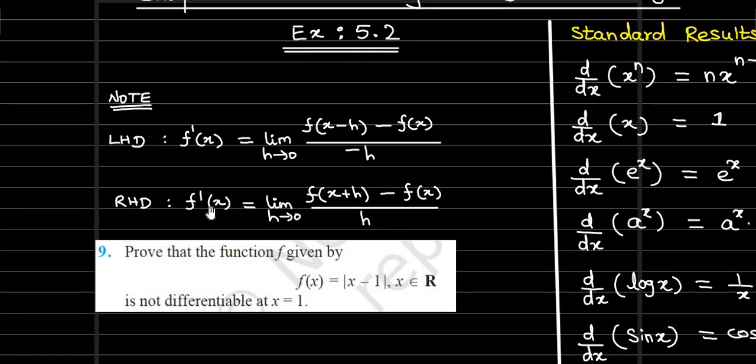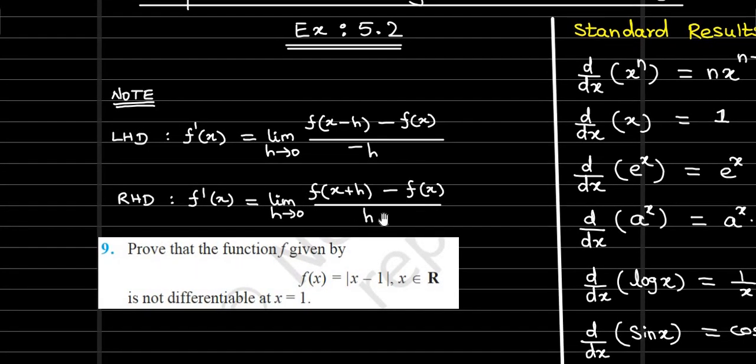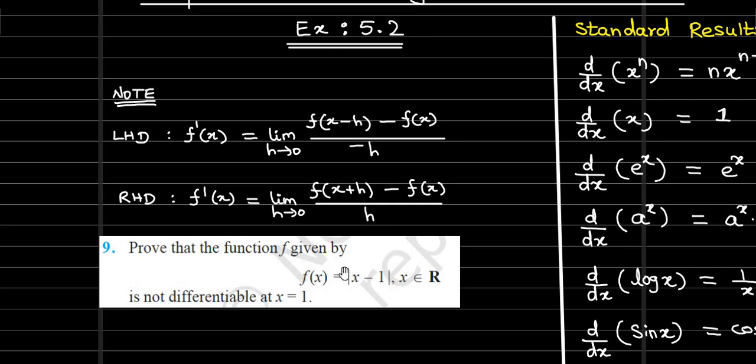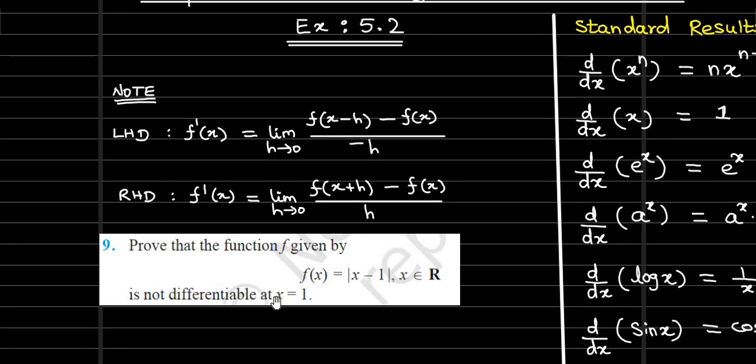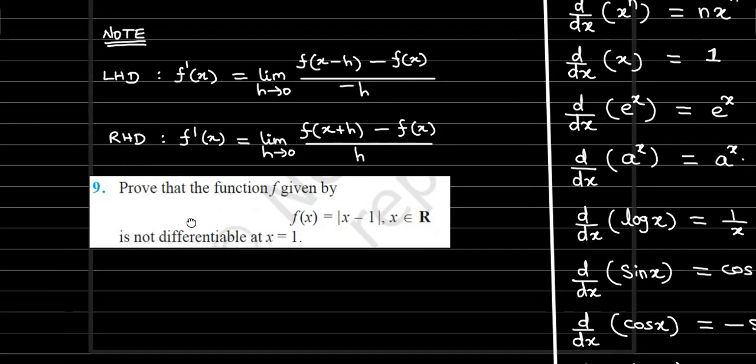And for the right hand derivative, f dash of x equal to limit h approaching 0, f of x plus h minus f of x by h. On simplifying, if the results of the left hand derivative and right hand derivative are the same, then we can say that the given f of x is differentiable at x equal to 1. If they are not the same, then we can say it is not differentiable. So it's a proving question, and they're asking us to show it's not differentiable. So obviously the left hand derivative and right hand derivative results are going to vary. Now let's find the left hand derivative first.